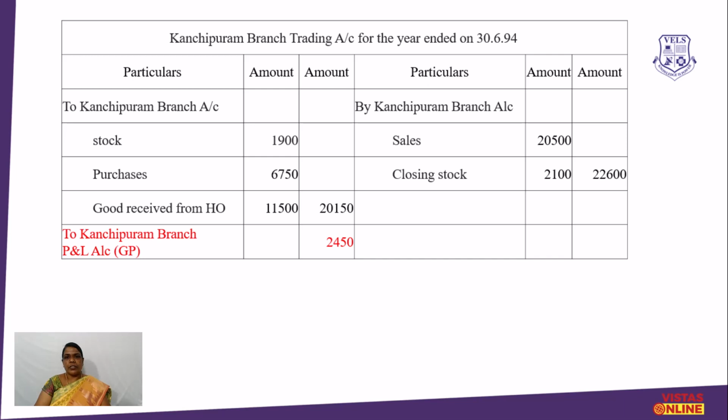By Kanchipuram branch, sales 20,500, then closing stock 2,100. You will get 22,600. Put the total 22,600. Then you should subtract 22,600 minus 20,150. You will get the profit and loss account. That is the gross profit 2,450. 22,600 minus 20,150, you will get 2,450.